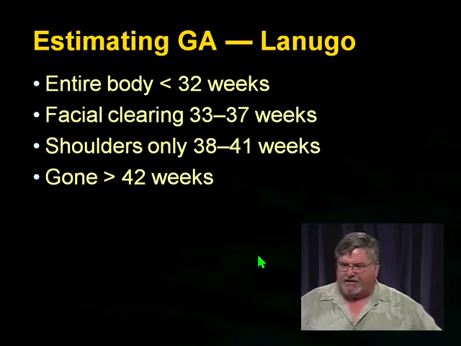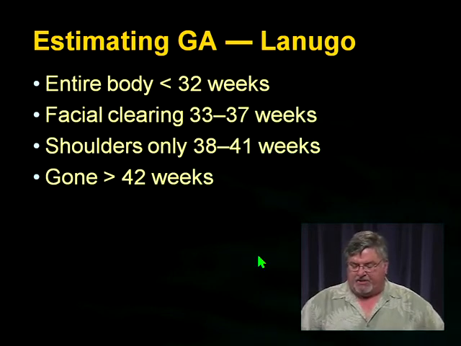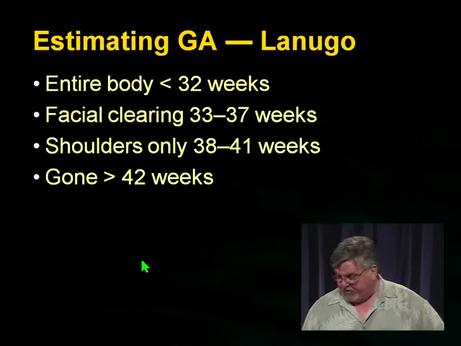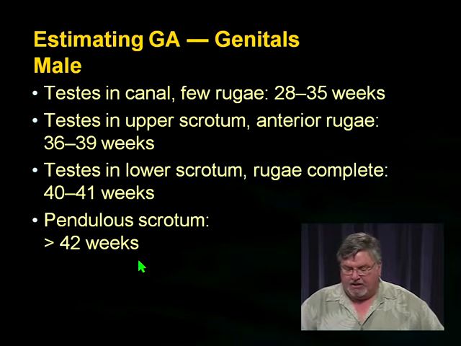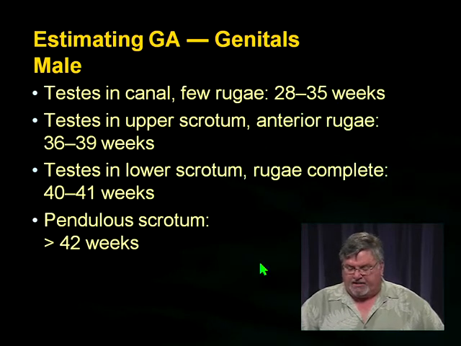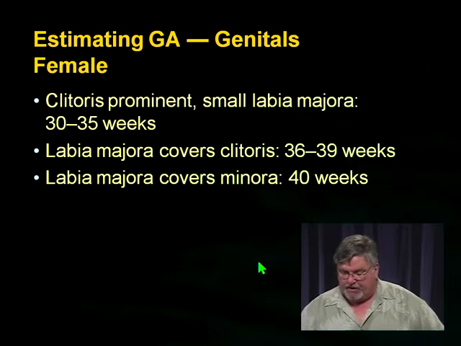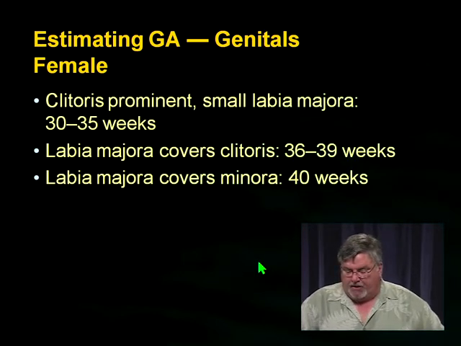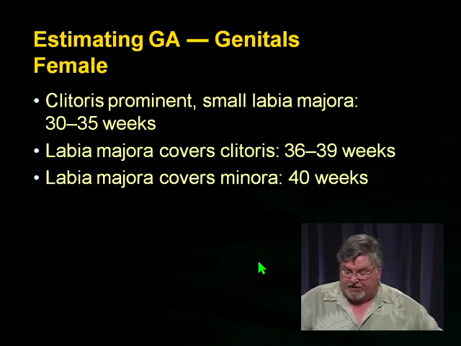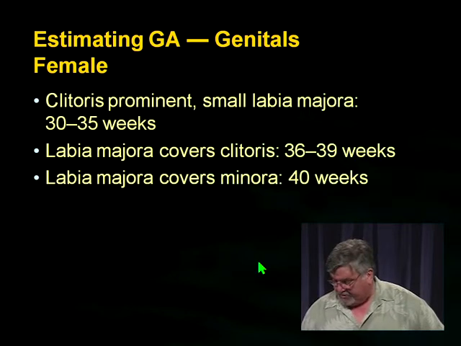So lanugo is that fine hair present over the entire body less than 32 weeks and gone generally after 42 weeks. It leaves the shoulders last. This is all in your notes, guys. Genitals in the male: testes in the canal with few rugae on the scrotum. That's a pretty wide variation there. And a pendulous scrotum at 42 weeks. Genitals in the female: prominent clitoris at 30 weeks, and then labia majora covering minora at 40 weeks.